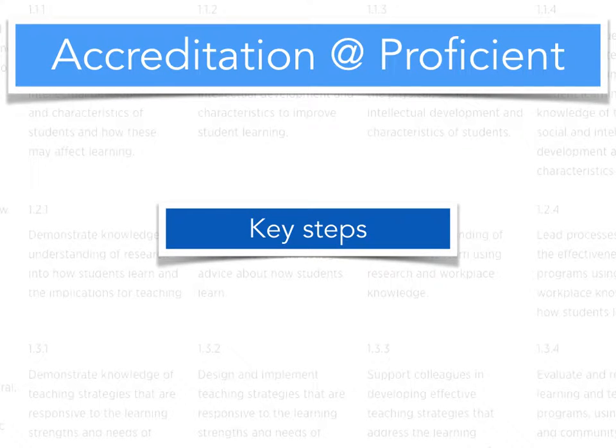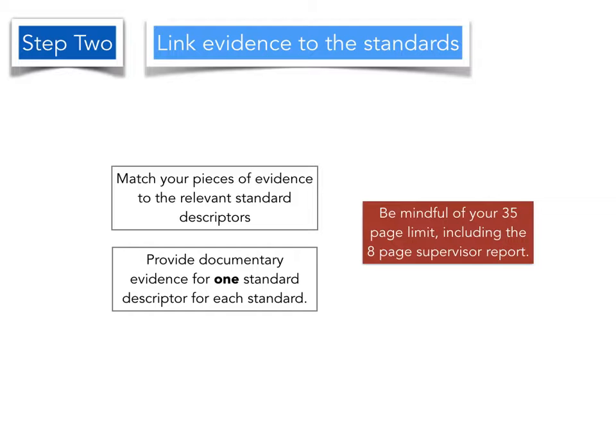This is the second video of a number of videos that provide the key steps to help you to meet the requirements of accreditation at Proficient. It's time to start linking evidence to the standards, and it's important that you become familiar with the Australian professional standards for teachers and match your pieces of evidence to the relevant standard descriptors.